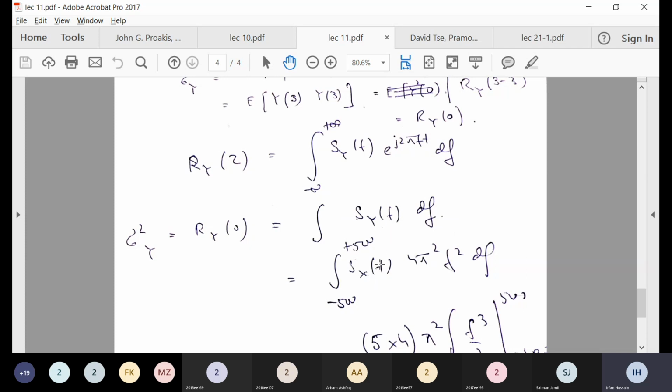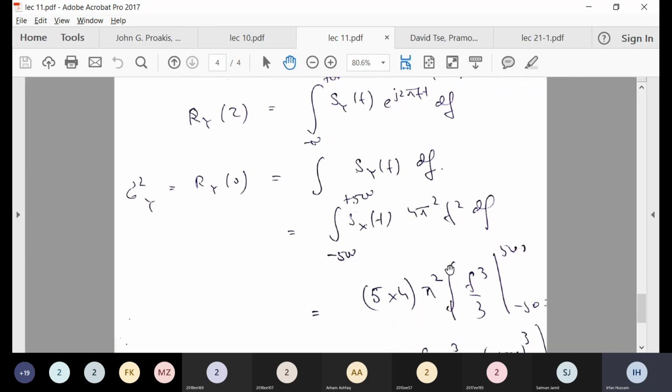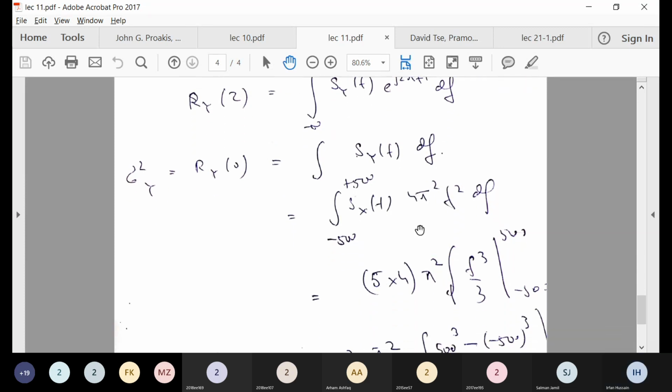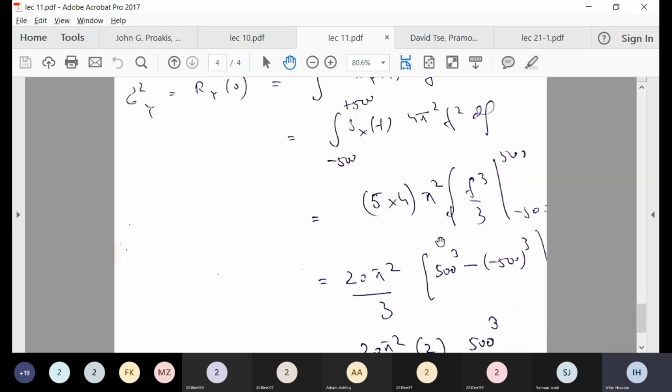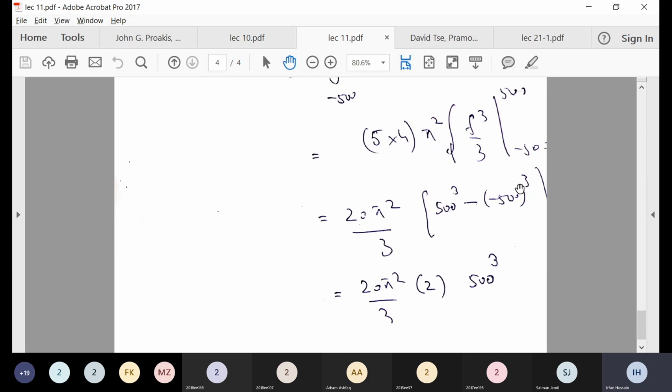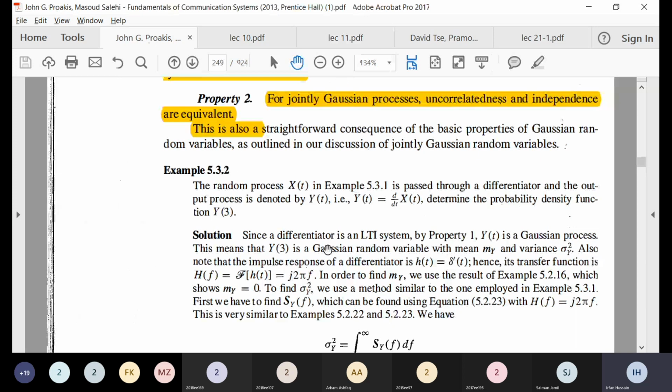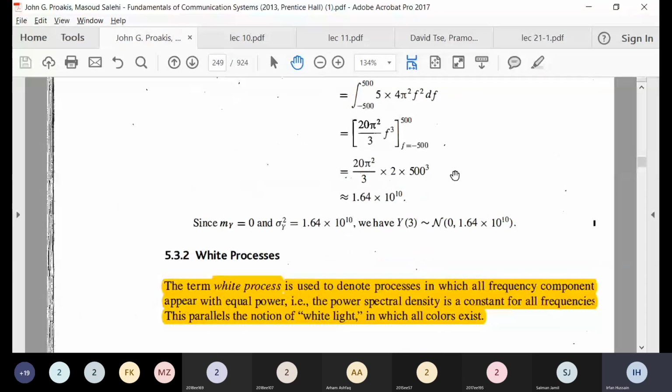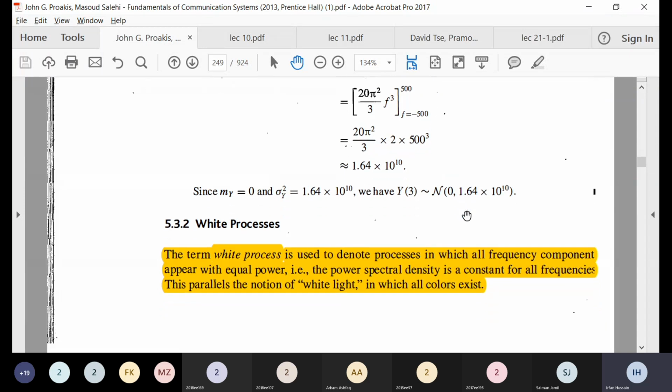The PSD is actually the input multiplied by 4 pi squared f squared, and the input was at height 5. So you multiply: this becomes 5 into 4 pi squared, and f squared integrates to f cubed over 3. This is a constant, everything else is constant. This is f squared, this becomes f cubed. Put the limits from minus 500 to 500, and this will become plus 2 times f1 cubed. Hence your variance comes out to be this value, and hence your random variable comes out to be this value.